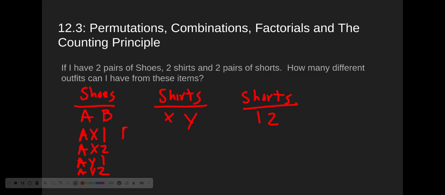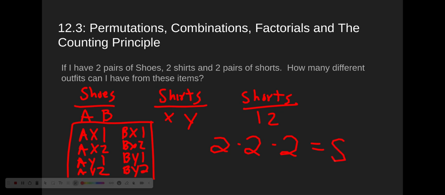So then we would also have BX1, BX2, BY1, and BY2. And it's a 5-minute lesson, so I got to speed it up. There are 8 ways. Now, where do we get that? Oh, 2 times 2 times 2 is 8. So that is the counting principle.